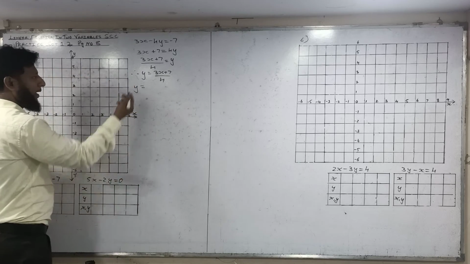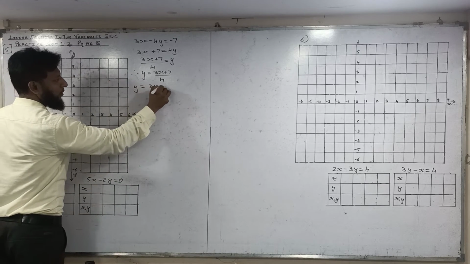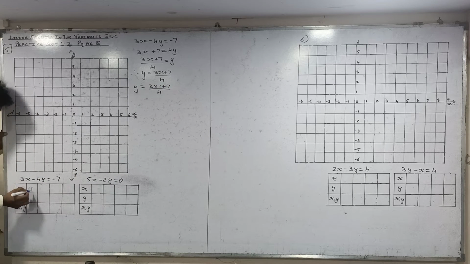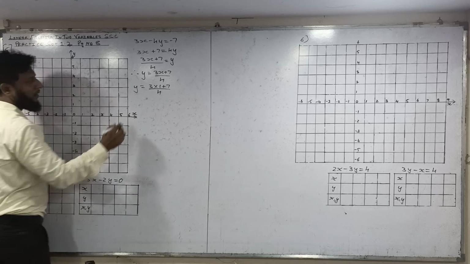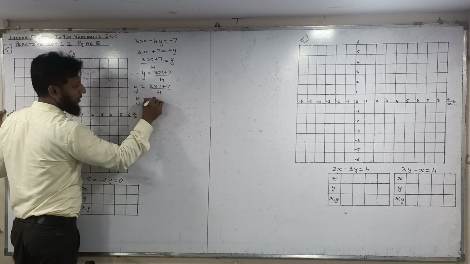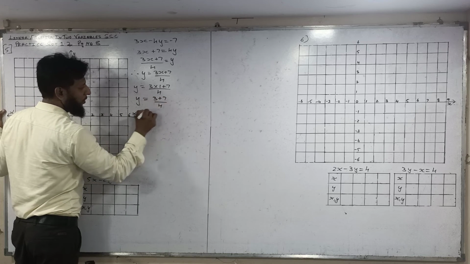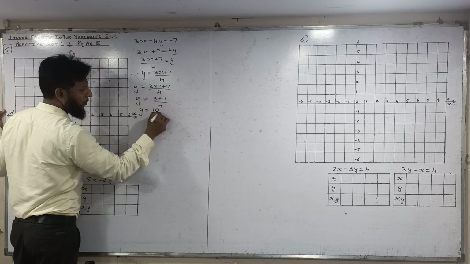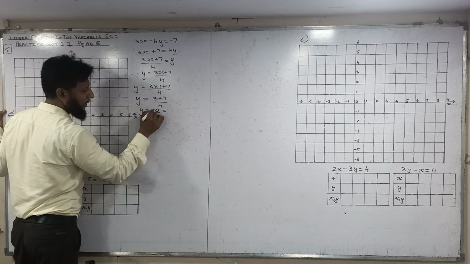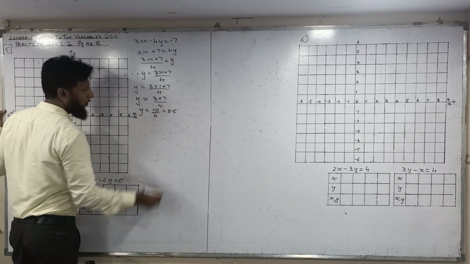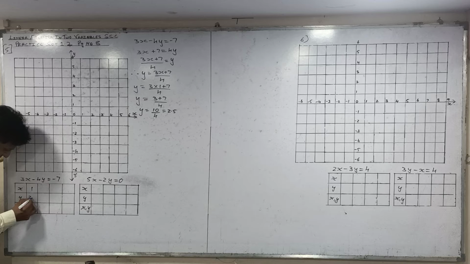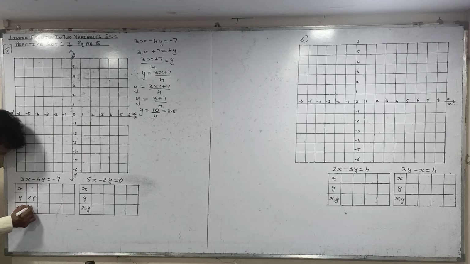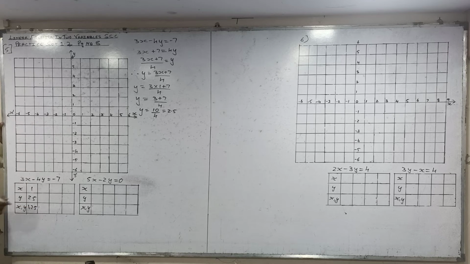Now I am taking x value 1 in 3x plus 7 upon 4. So what value will I get, let's see. Y is equal to 3 1s are 3 plus 7 upon 4. Y is equal to 3 plus 7, 10 upon 4, divide 10 by 4, you will get 2.5. So 2.5. Now 1 and 2.5.